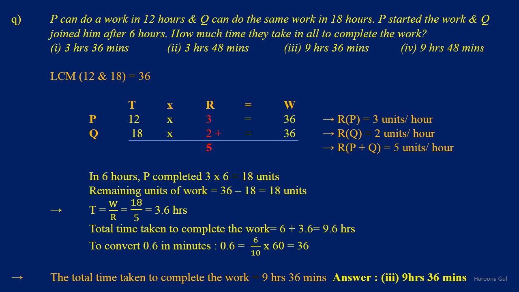which is equal to 9.6 hours, right? Now, to convert 0.6 hours into minutes, we get 36, right? So the total time taken to complete the work would be 9 hours and 36 minutes. So our answer choice would be 3. Right?